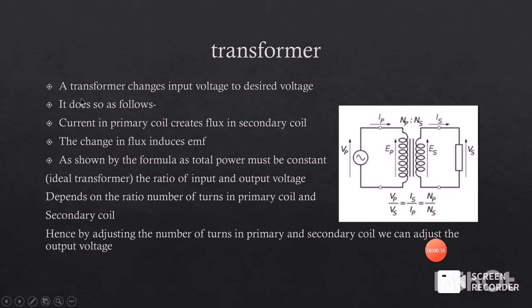A transformer changes input voltage to the desired voltage. It does so as follows. The current in the primary coil creates a flux in the secondary coil. The change in flux induces an EMF. As shown by the formula, as the total power must be constant for an ideal transformer, the ratio of input voltage and output voltage depends on the ratio of turns in the primary and secondary coils. Hence, by adjusting the number of turns in the primary and secondary coil, we can adjust the output voltage.